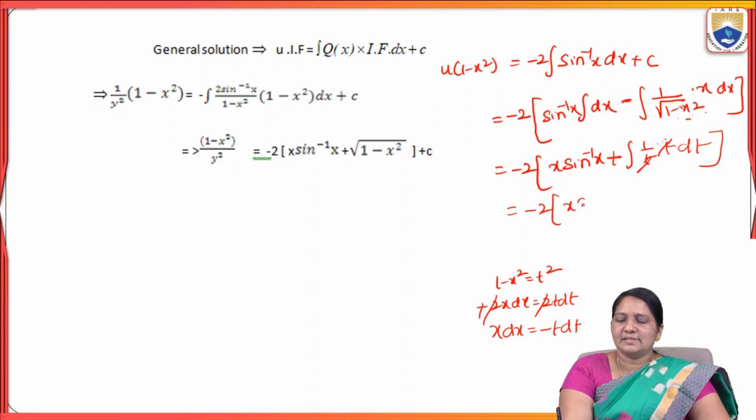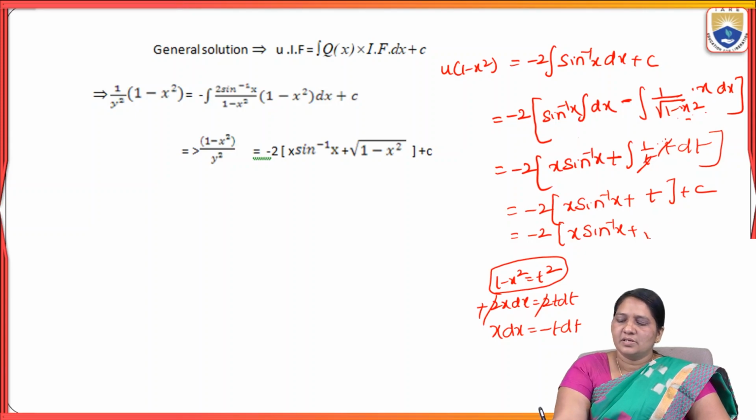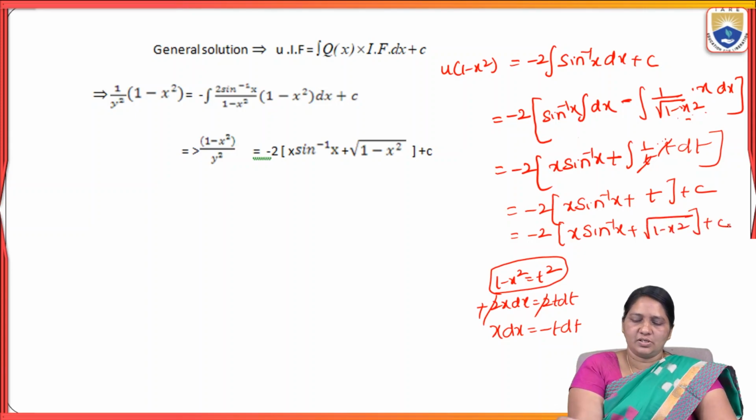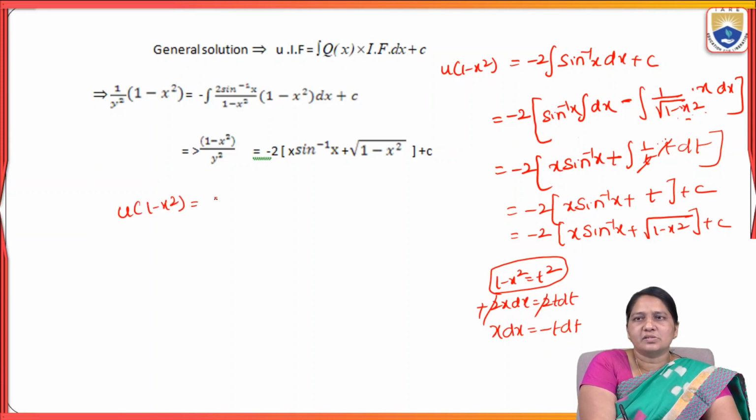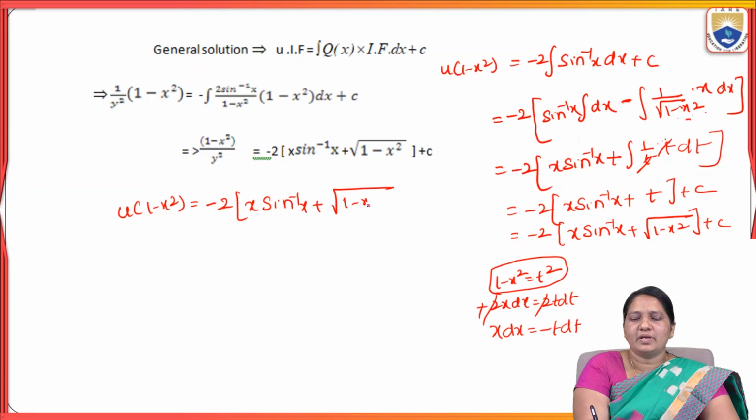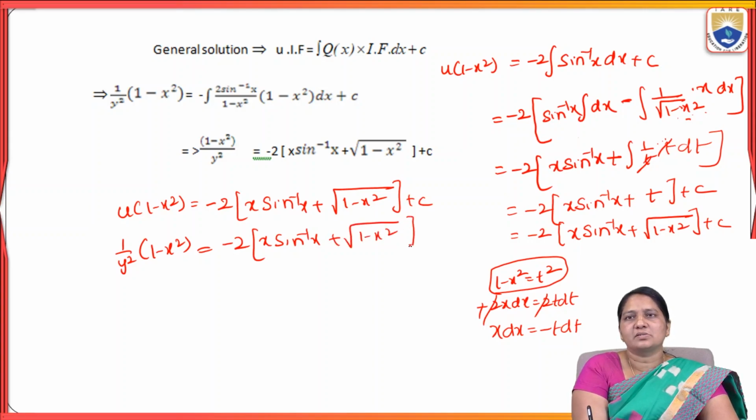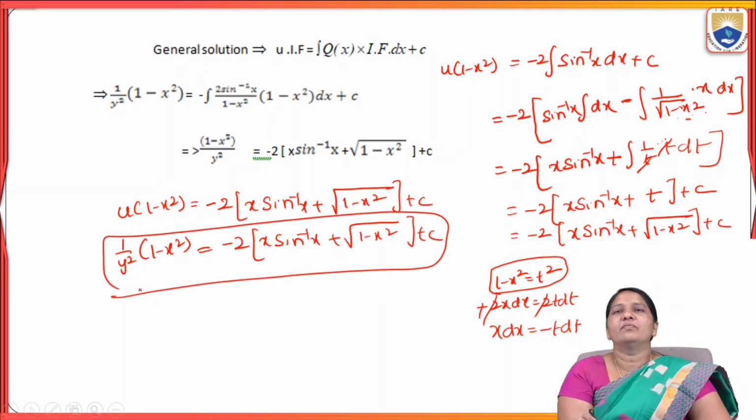So minus 2 x sin inverse x plus, here integral dt is t, plus c. So what is the t value? t value is square root of 1 minus x square. So minus 2 x sin inverse x plus square root of 1 minus x square, plus c. That is what we got here. So u into 1 minus x square equal to minus 2 into x sin inverse x plus square root of 1 minus x square plus c. So this is our general solution. In place of u, we have to replace that value also. That is 1 by y square into 1 minus x square equal to minus 2 into x sin inverse x plus square root of 1 minus x square plus c. This is our general solution of the given differential equation.